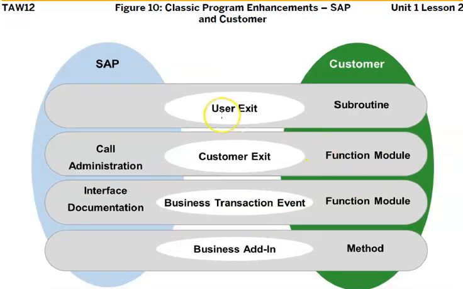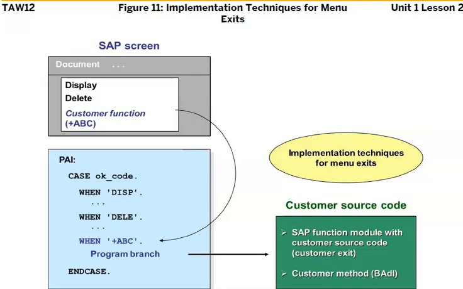So now, if you have to use the user exit technique, we can add some functionality using subroutines. If you have to use customer exit, we have to use a function module. Business transaction event also we have to use a function module, and business add-in we have the method. So these are the implementation techniques for menu exits.